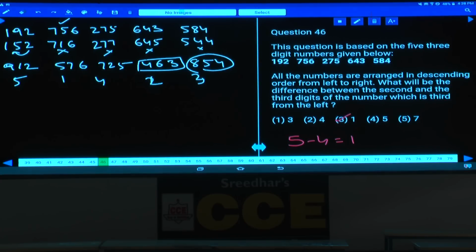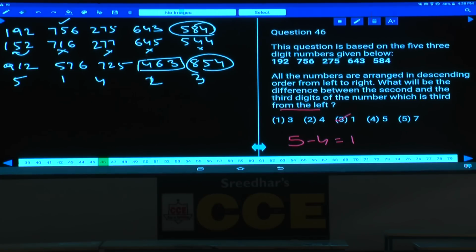All the numbers are arranged in the descending order from left hand side to right hand side. What will be the difference between the second and the third digit of the number which is third from the left? Tell me which will be the third number? Now, what are the numbers here? The third number is 584, isn't it? Now, the third number is 584.